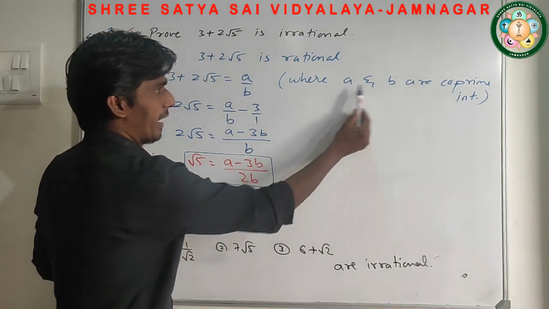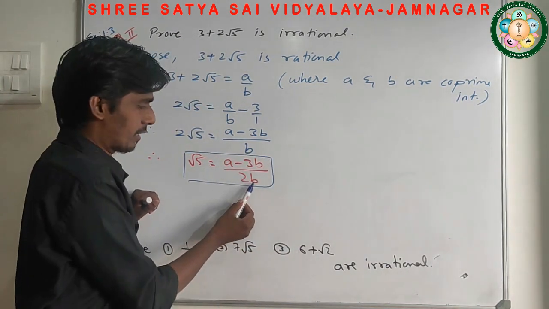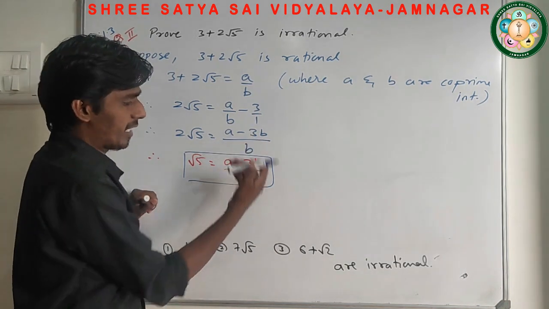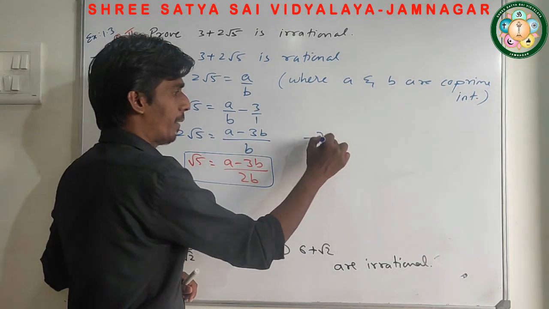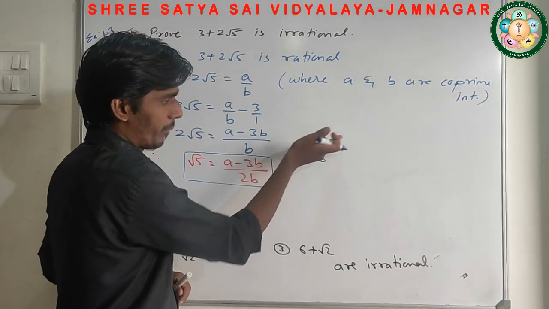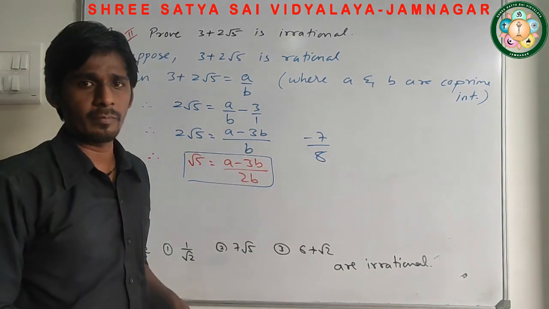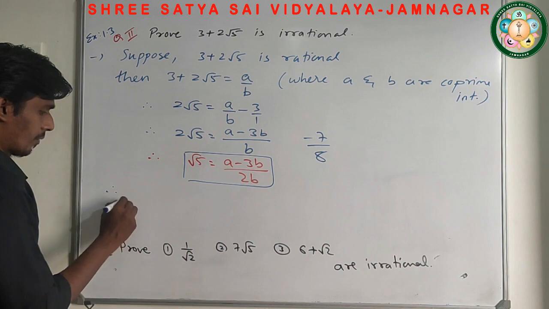Now, we know that A and B are what? Co-prime integers. These are A and B are what? Integers. This is also integer. So, integer upon integer is a rational number. कोई भी integer, if I write minus 7 upon 8, these are integers. तो कोई number fraction में होगा तो वो क्या हो जाएगा? Rational number.